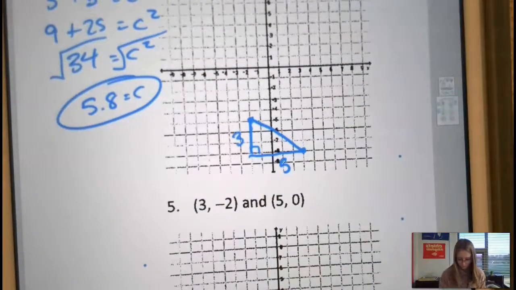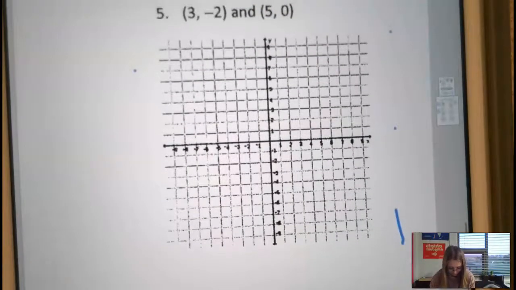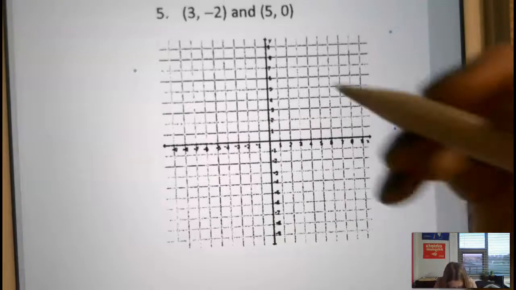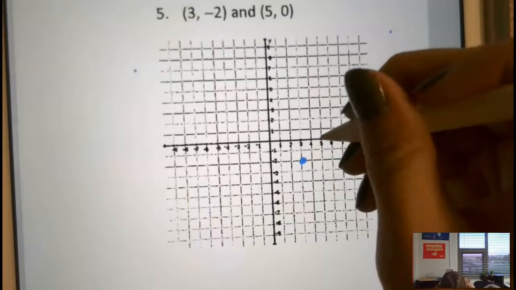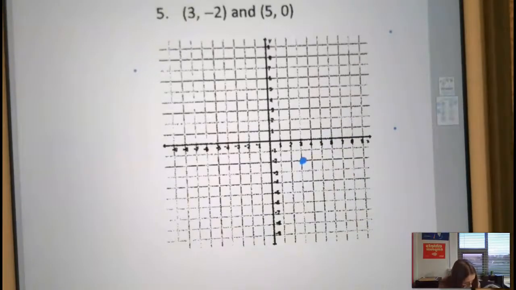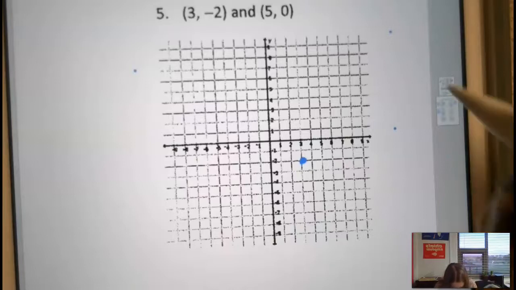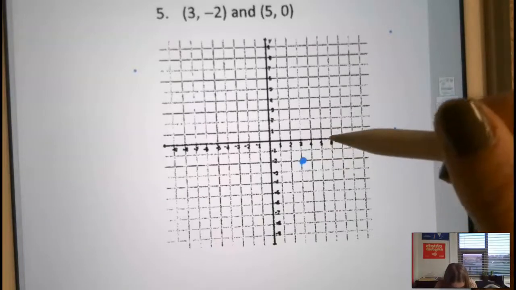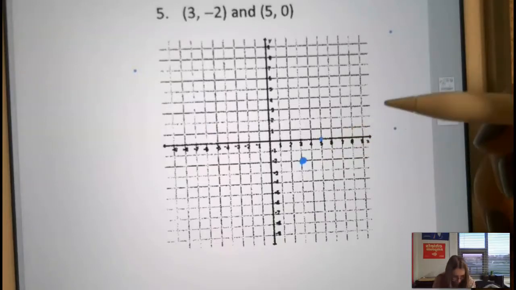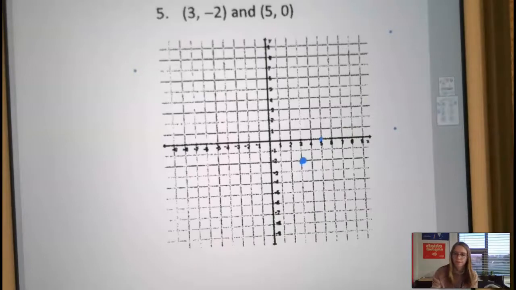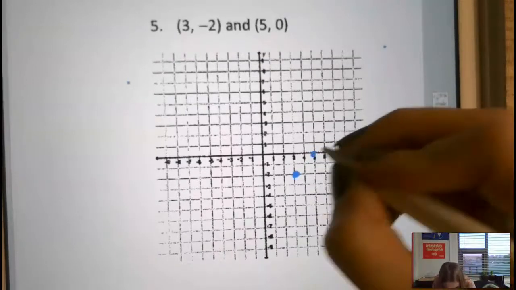Alright. Keep on going. So we have 3, -2, and then 5. So 3, -2, and then we have 5, 0. Alright, and then there's our next dot.